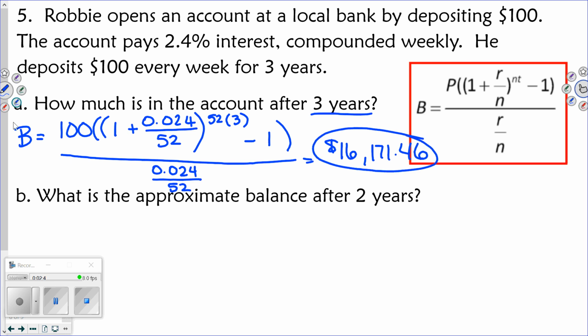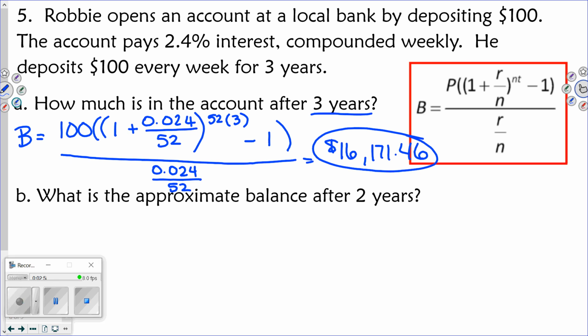All right, so double check what you got with what I got. I got $16,171.46. All right, anybody need calculator help? Who did not get that?